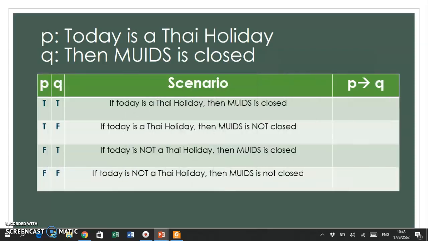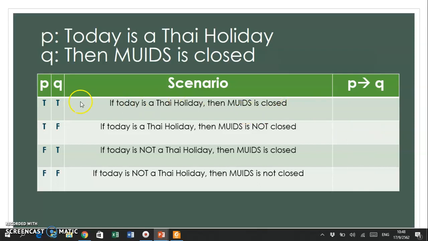Let's make a truth table. Now, of course, we're going to set this up like we traditionally do. If true, true, true, then false. If false, then true. If false, then false. Okay, we have our scenarios in the middle, and we're going to find out what the truth values are for each statement.